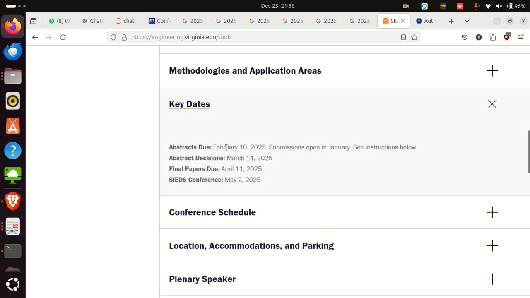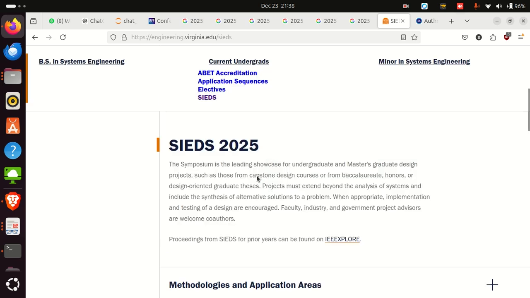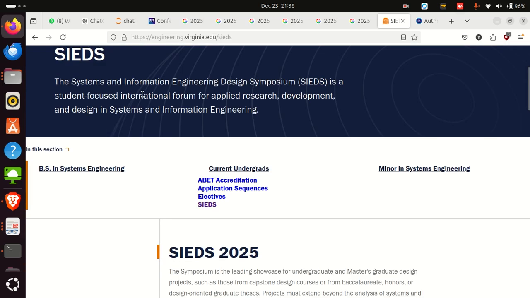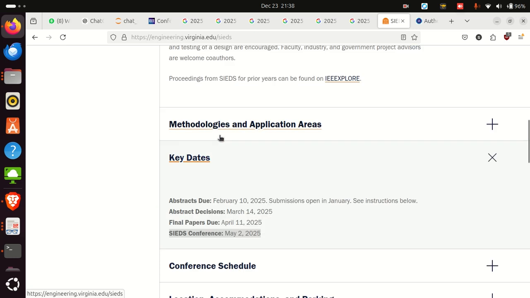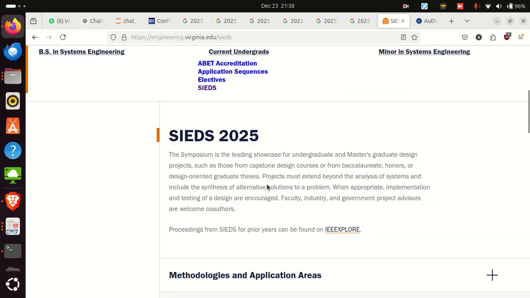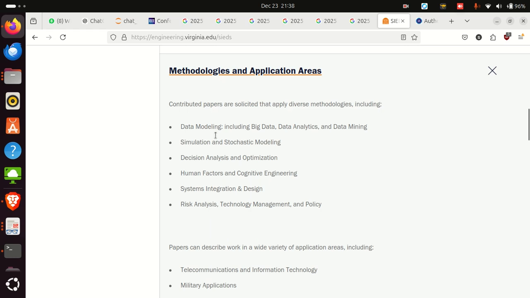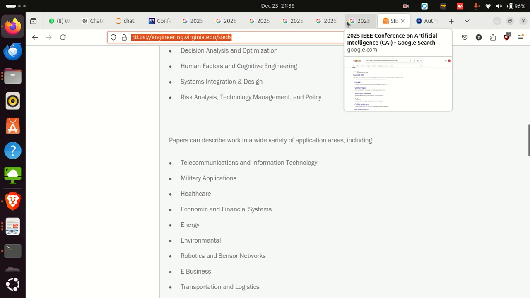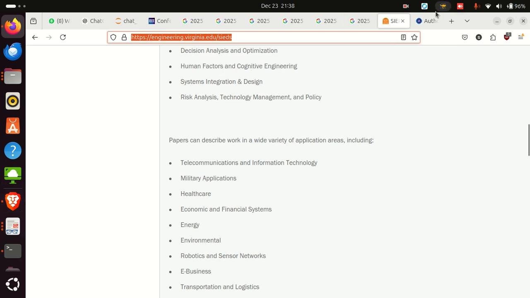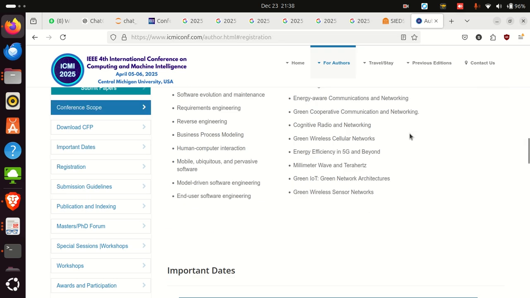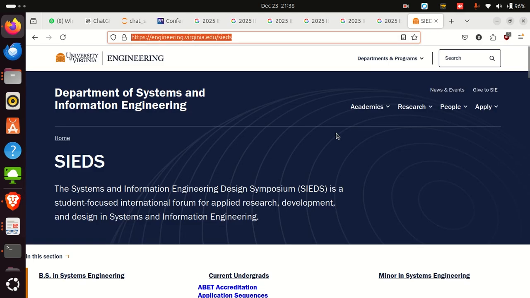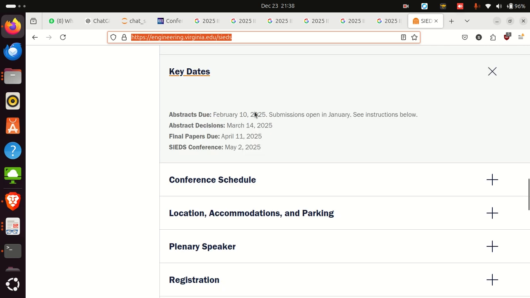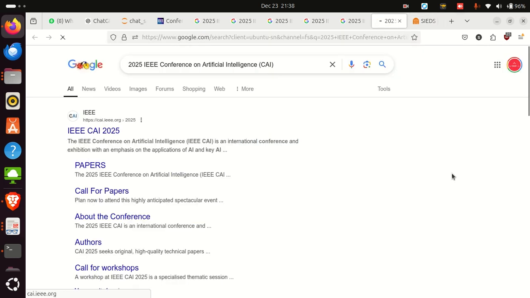Let's look at this one. Abstract due, abstract decision, final paper. So this one is also looking good. System design. Let's look at the topics. So data modeling, big data analytics. So this looks good. So this is something that we can put into our plan. So this one was 7 days. This one also takes in just the abstract, which is also good. So this one is good. Let's look at the next one.